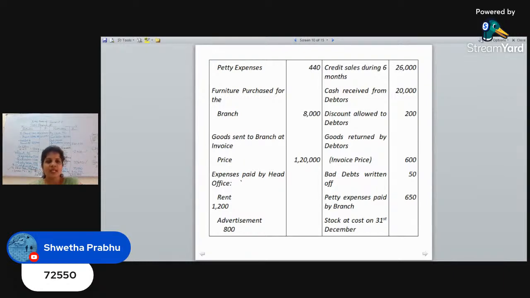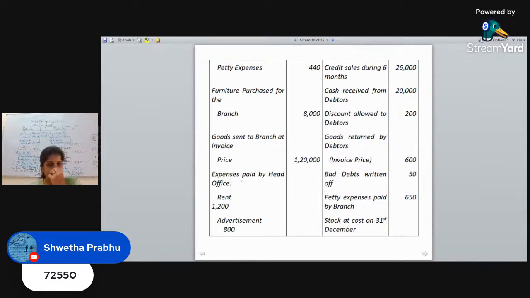Next, cash received from debtors. Cash received from debtors which should be accounted. Which should be accounted means what? Whatever the cash received by the branch must be credited to the head office, amount of 20,000. Next, discount allowed to debtors.